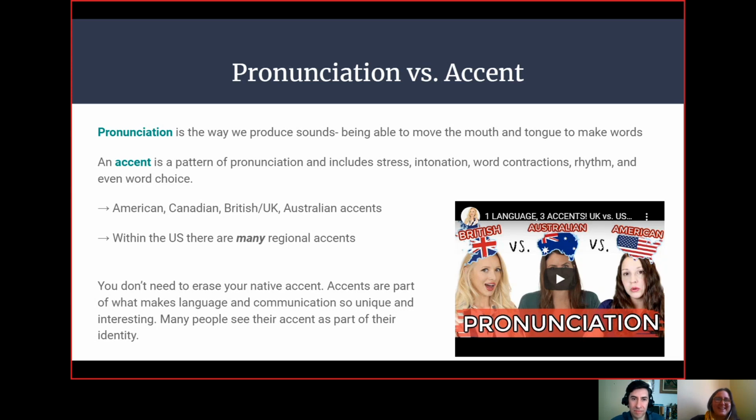And with English, there are so many different accents. Just within English-speaking countries, you have American accents, Canadian, British, UK, and Australian. And within the United States, there are countless regional accents. So just for example, in Pennsylvania, where I'm from, I can tell if someone is from north, south, east, or west Pennsylvania just by how they pronounce the word water.